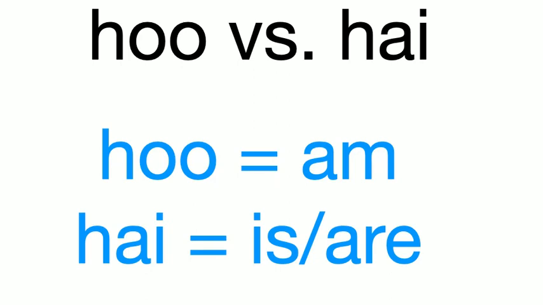Well, we should understand what each of them mean. हूँ equals am. I am smart. मैं होशियार हूँ. And हैं equals is and are. You are smart, or he is smart. She is smart. Is and are equal to हैं. वो होशियार हैं. आप होशियार हैं. So हूँ equals am, हैं equals is and are.